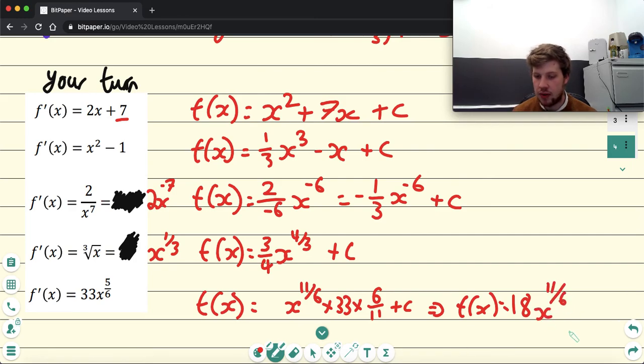So this was just an introduction to integration. In the next session we're going to explore it a little bit further and see what are the uses and properties and maybe go through some exam style questions.